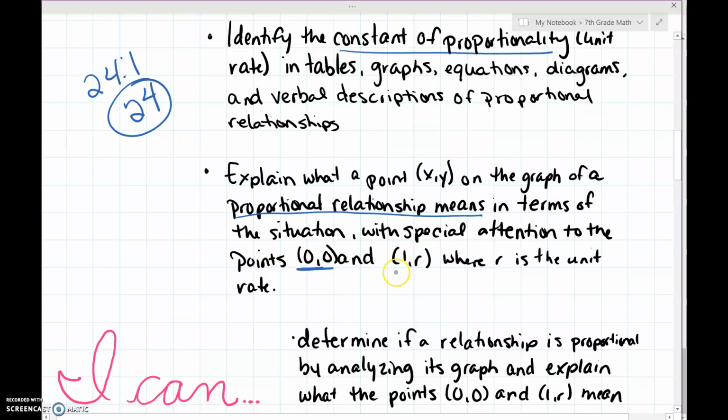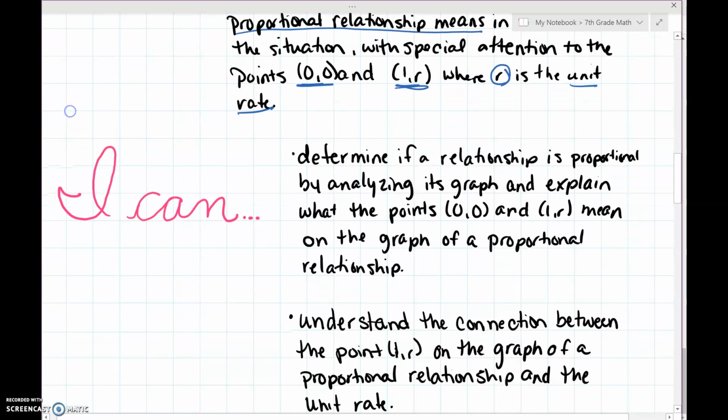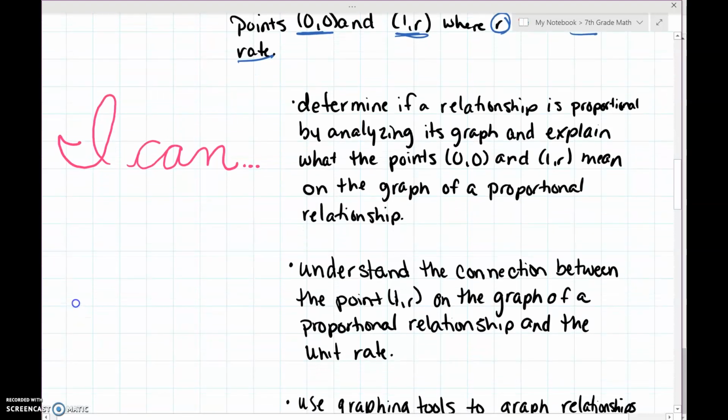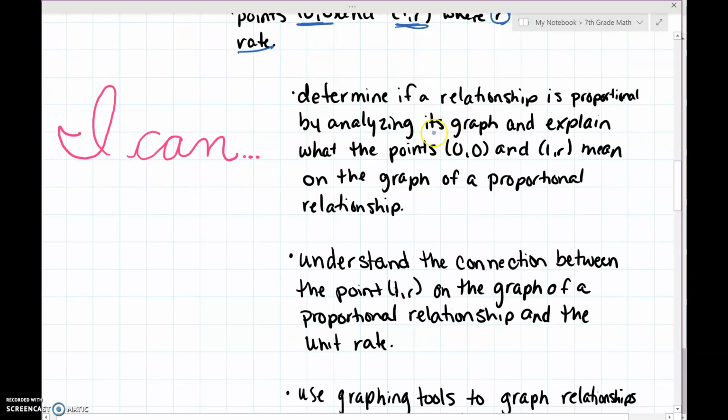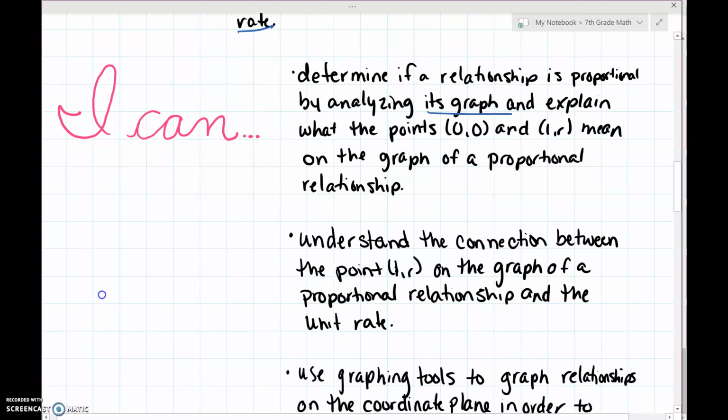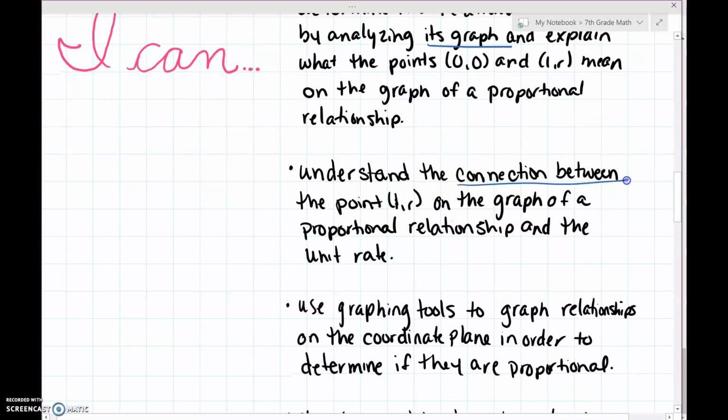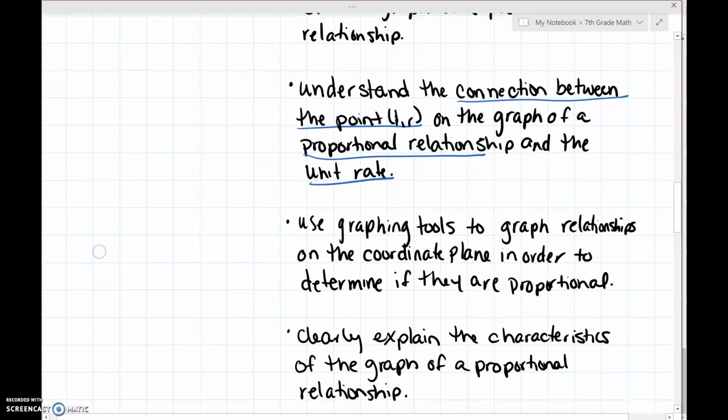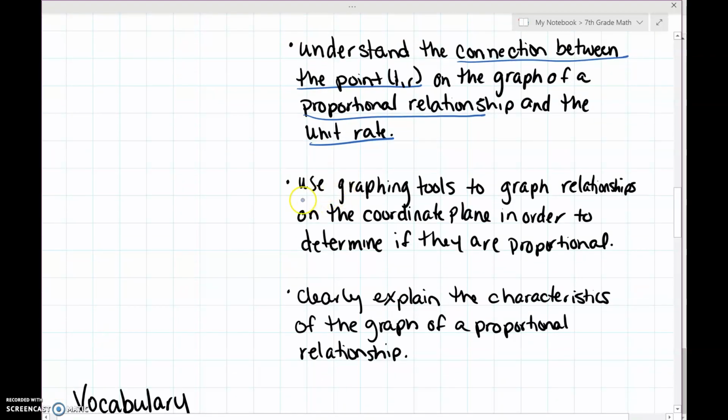0, 0 being the origin, and 1R, where R is the unit rate. So you can determine if a relationship is proportional by analyzing its graph. You'll be able to do that. Understand the connection between the point 1R and the proportional relationship and the unit rate. How that works. We'll be able to use graphing tools.